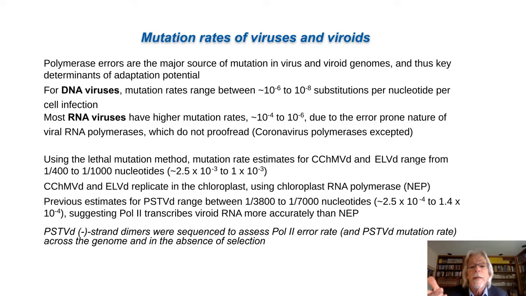Previous estimates for PSTVd have ranged from 1 in 100 to 1 in 7,000 nucleotides. In other words, around 10 to the minus 4, one mistake in 10 to the minus 4 nucleotides, suggesting that Pol II transcribes viroid RNA more accurately than the chloroplast enzyme does. But again, these estimates were made using the lethal mutation method, and we wish to assess the Pol II error rate and the PSTVd mutation rate across the entire genome in the absence of selection.